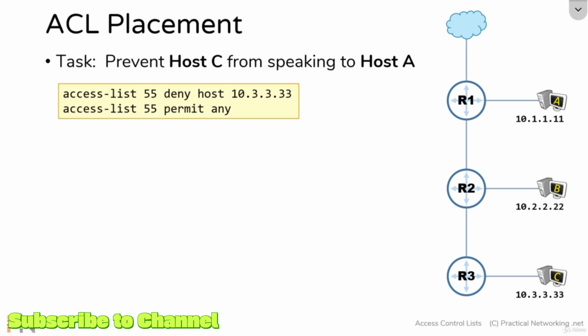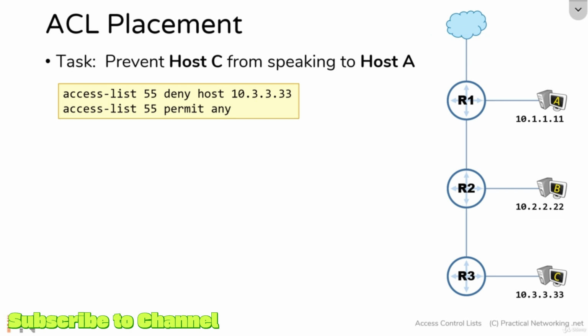This numbered standard access list is configured to deny traffic with a source IP address of 10.33.33.33. That's host C's IP address. The next line is meant to permit all remaining traffic. Now this is important because we only want to prevent host C from speaking to host A, and we don't want to inadvertently prevent host C from speaking to host B or the internet.